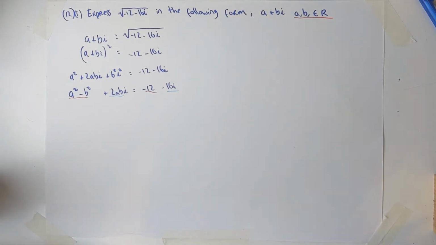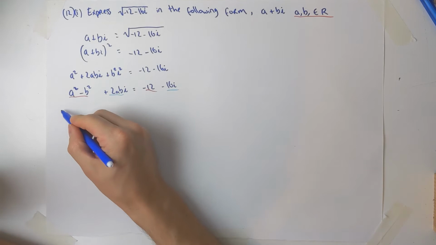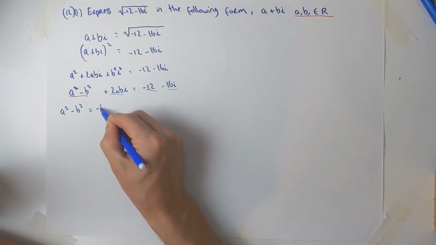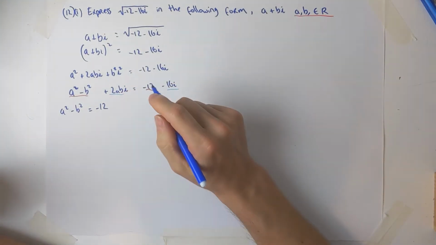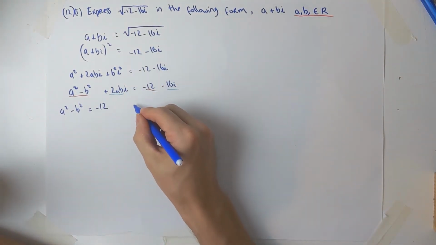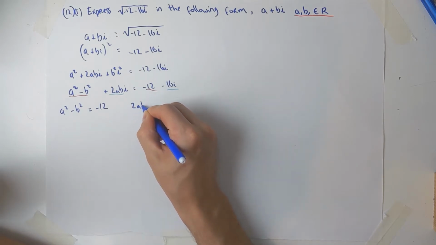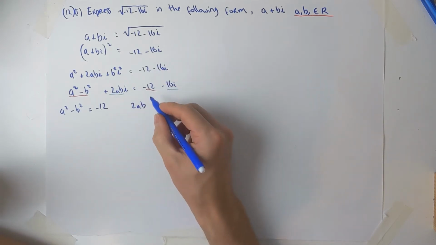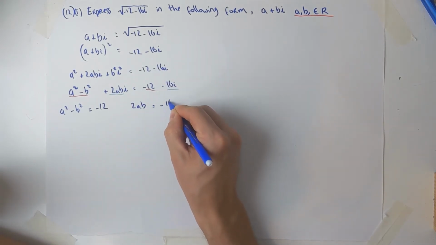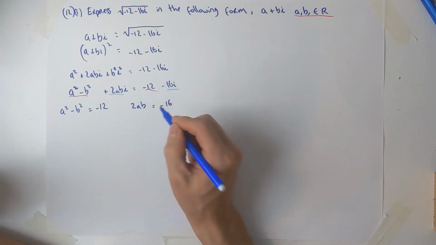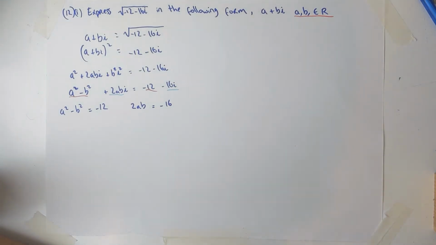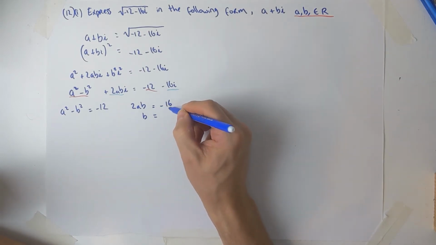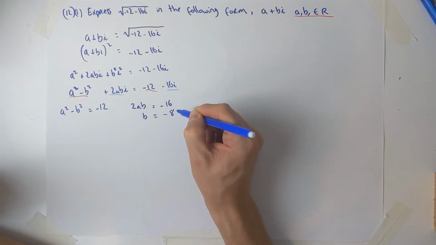So one equation is a squared minus b squared is equal to minus 12, and your other equation is 2abi is equal to minus 16i. So the i's are going to cancel. You've got 2ab is equal to minus 16. So solve this for either a or b. I'm going to solve it for b, for example. So I get minus 8 over a.